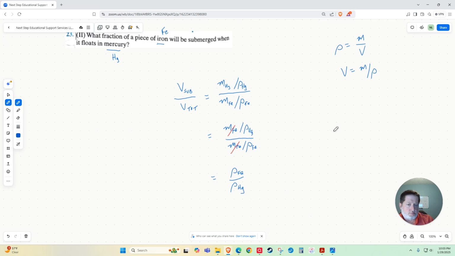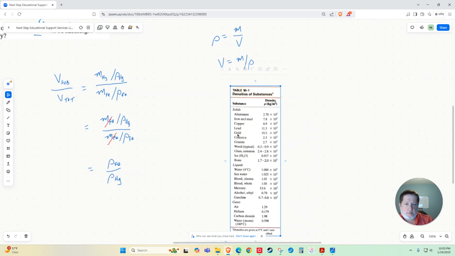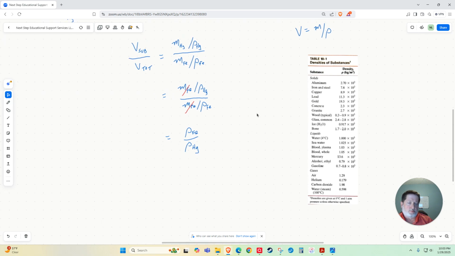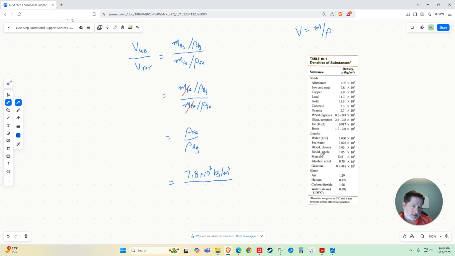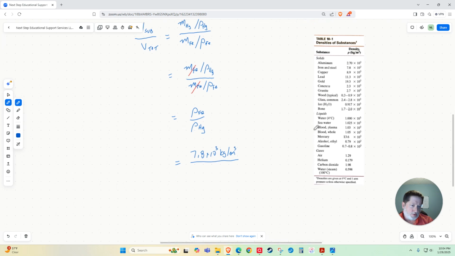So if you're working in the Giancoli textbook, you can use table 10-1. Have that over here. Or you can look it up in your textbook or look it up on the internet. Find the density of iron. Right here, iron or steel, 7.8 times 10 to the third kilograms per cubic meter. Not that it matters. We're finding a ratio here, so as long as they're in the same units, we'll be fine. And the density of mercury, which is a liquid, as I said, at room temperature, 13.6 times 10 to the third.